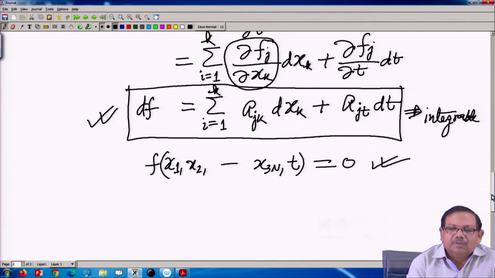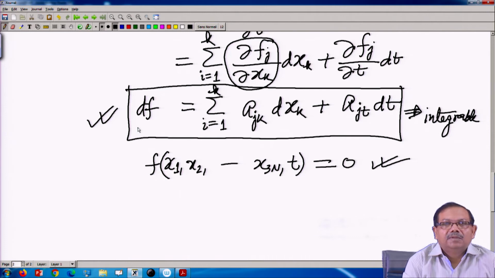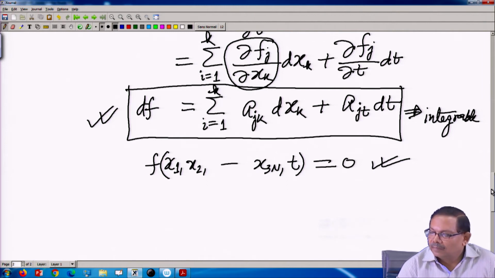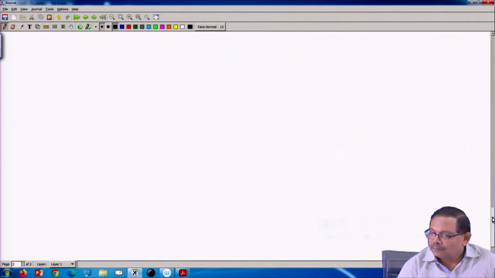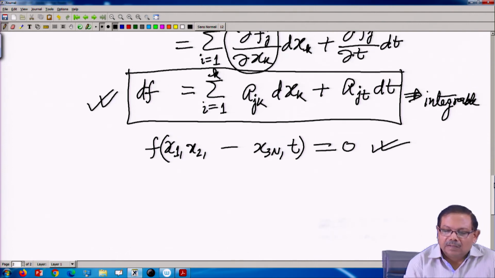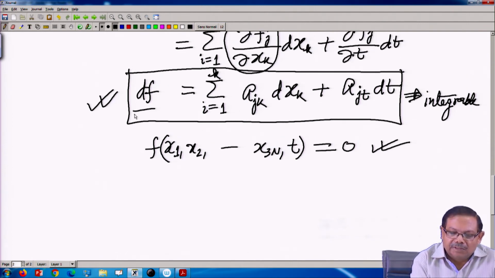So, when is this possible? Since I have differentiated this, it is integrable, but I may get an expression like this directly from experiment or from some other consideration, and I do not know whether I can integrate it or not. So, I have to check whether this expression is integrable or not. So, what is the condition of integrability? If this equation is a total differential, then only I can integrate.